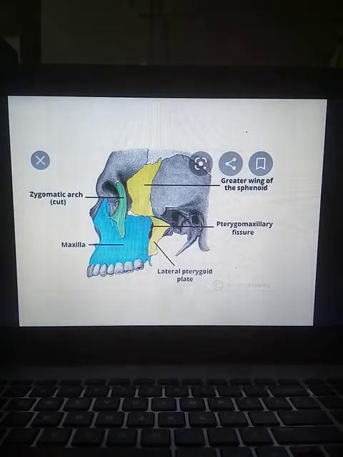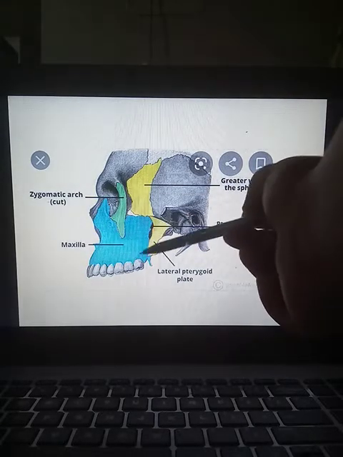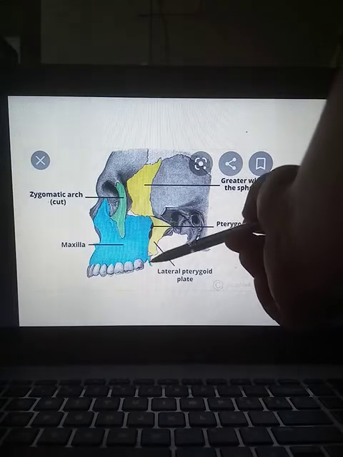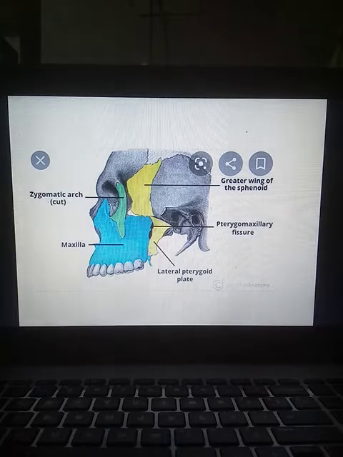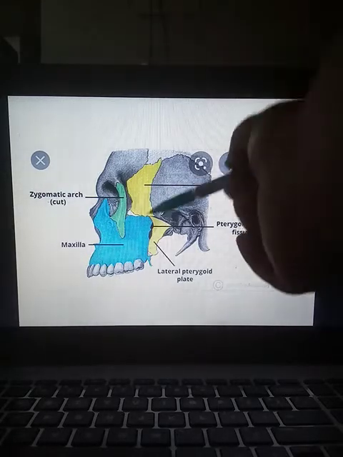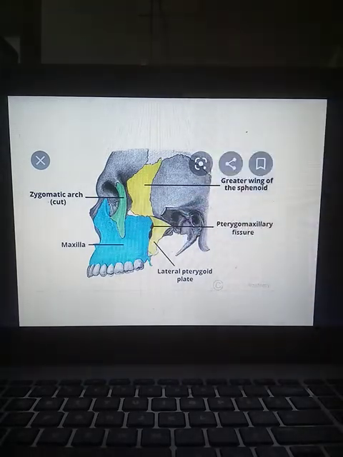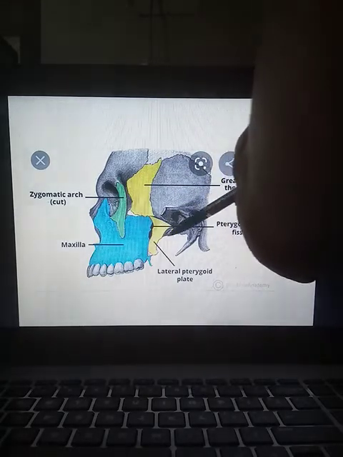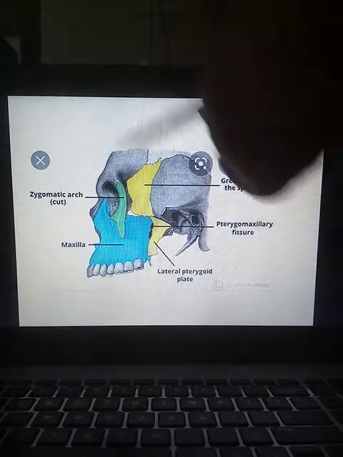Again we have to locate the boundaries of the infratemporal fossa. This bone is called the maxilla, this blue colored bone. The posterior surface of the maxilla, the body of the maxilla, forms the anterior boundary. The roof here is formed by a bone called the sphenoid. I told you, the sphenoid is a bone present here.